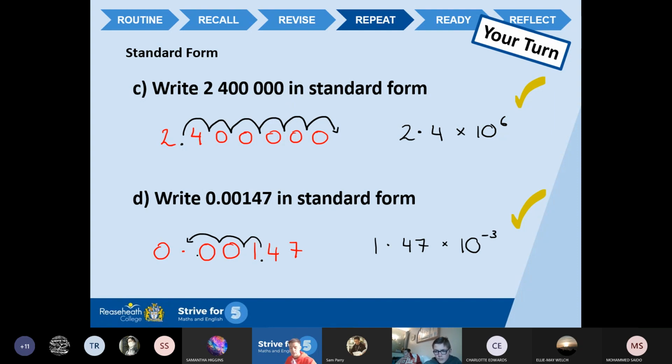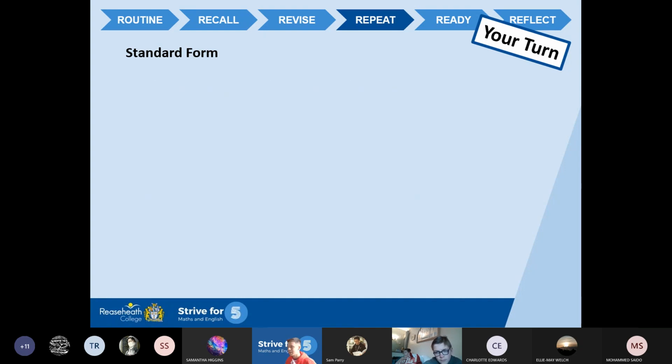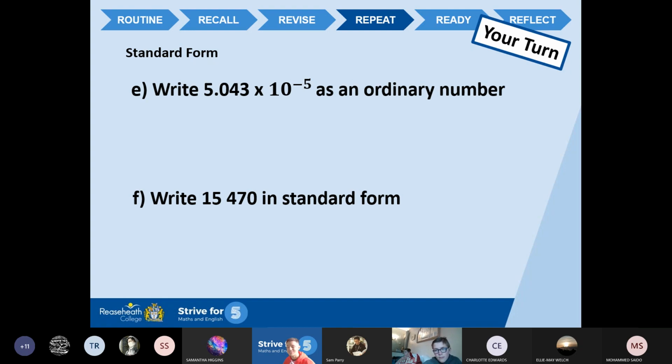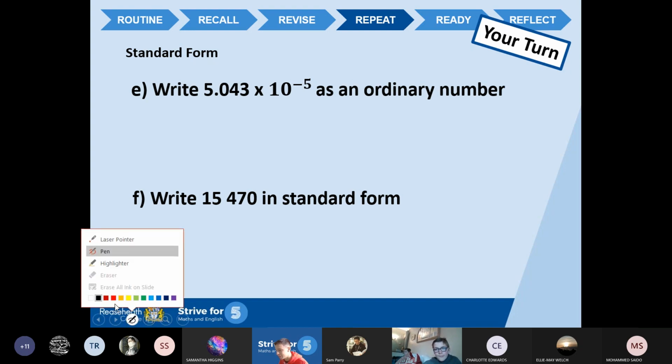1, 2, 3. So you're counting the jumps from where the decimal point started to where it ended. Now these are the last two, so listen carefully because I've not done these yet. But let's see how we're getting on here.